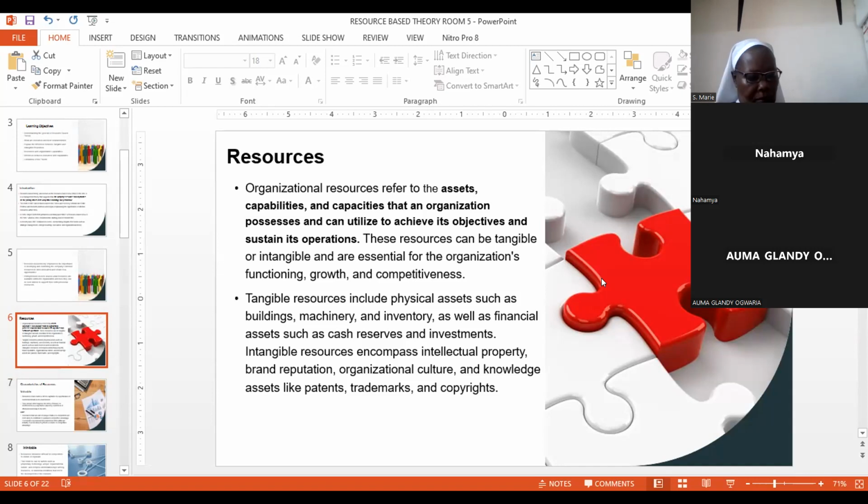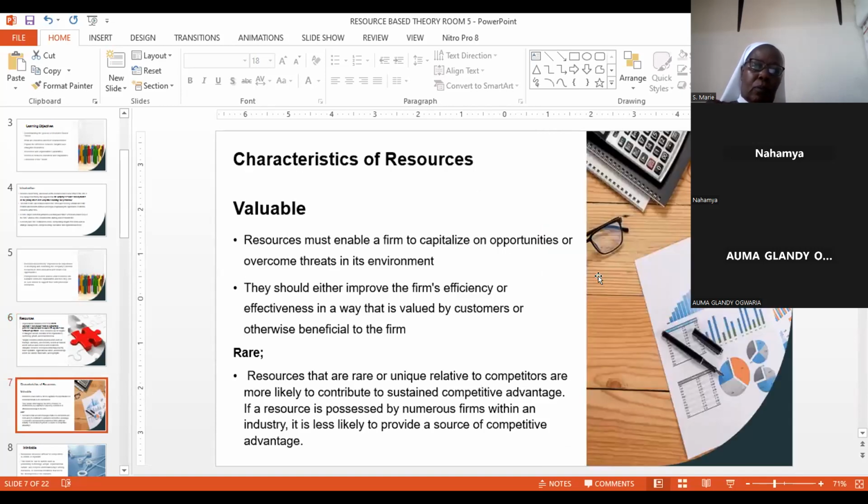These resources include tangible and intangible resources. Tangible resources are physical resources like machinery, buildings, inventories, and so on. And intangible resources encompass intellectual property, brand reputation, organizational culture, knowledge assets, and so on. These resources have characteristics as stipulated below. They are valuable. Valuable resources are those which enable a firm to capitalize on the opportunities or overcome threats in its environment. The resources should either improve the firm's efficiency or effectiveness.